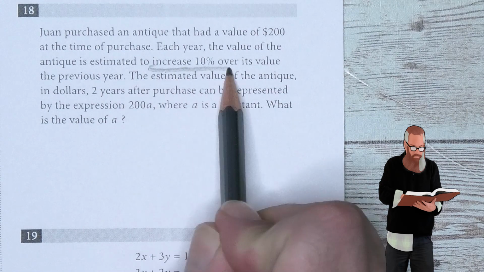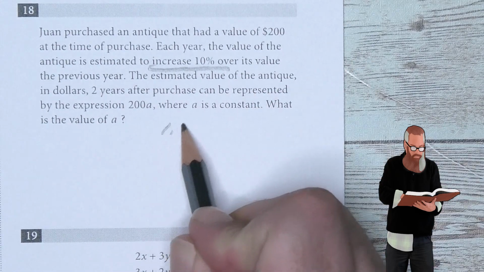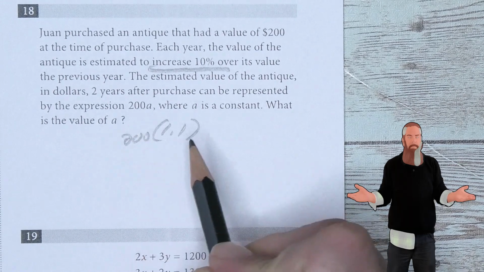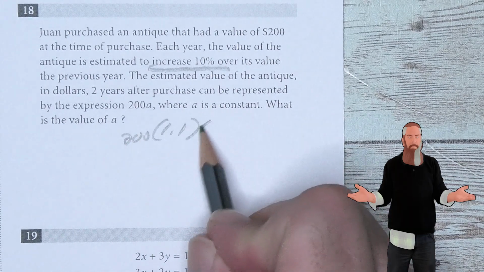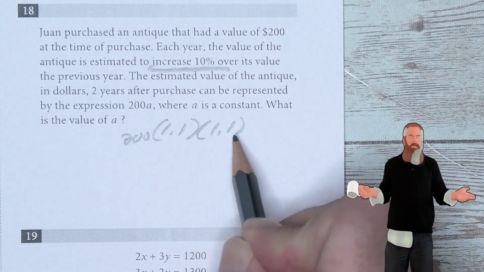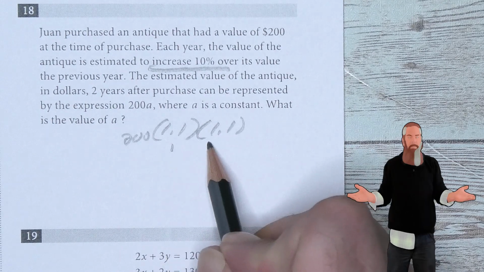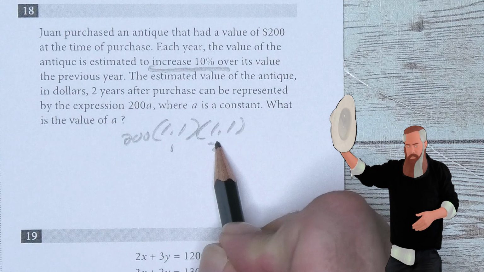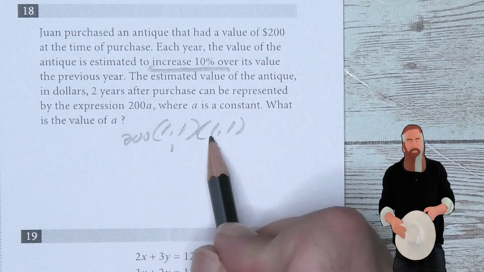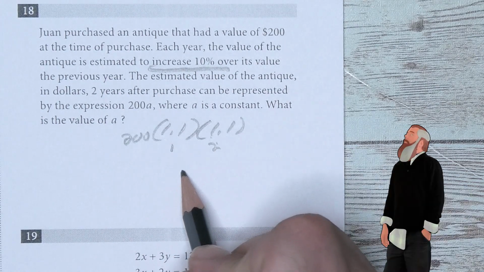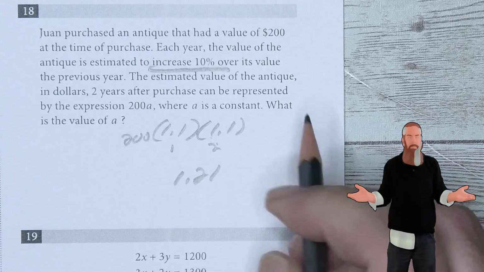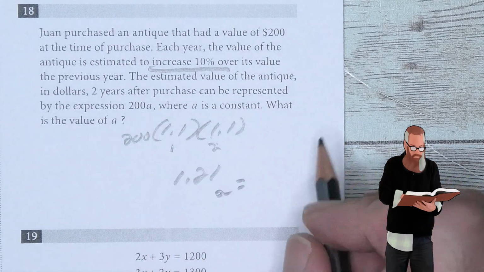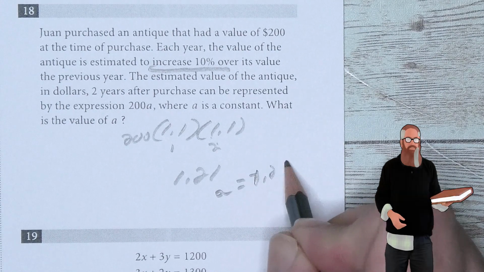This 10% increase means that what we're talking about is 1.1 times 200. Every single year, you would multiply it by 1.1 again. So this would be year 1, and this would be year 2. If I'm looking at 2 years, I would be looking at 1.1 times 1.1, which is 1.21. So the value of A in this case is 1.21.